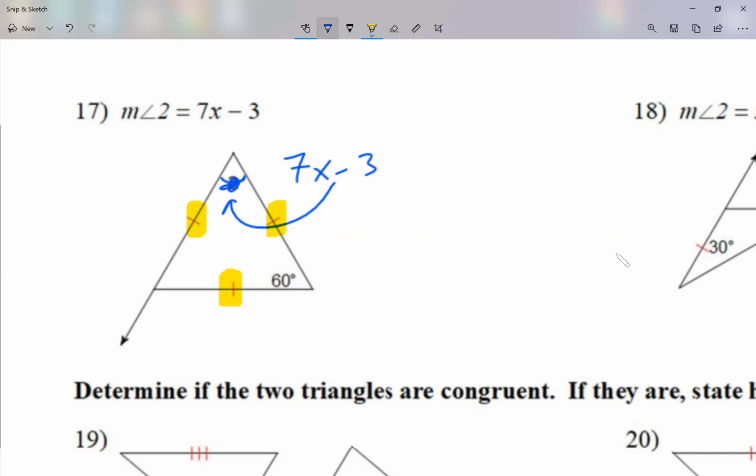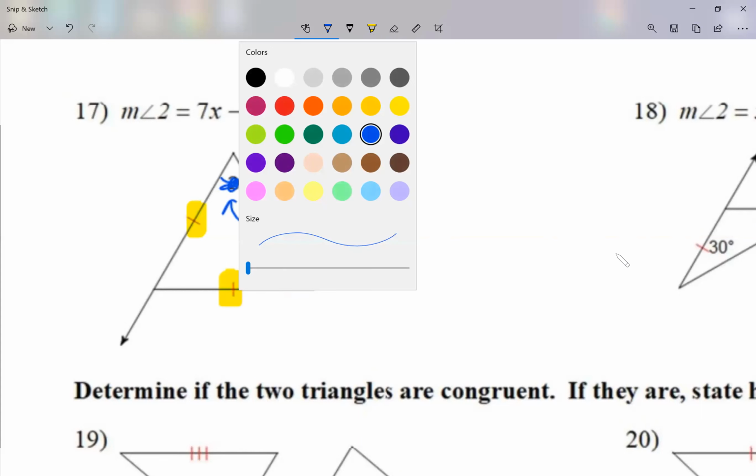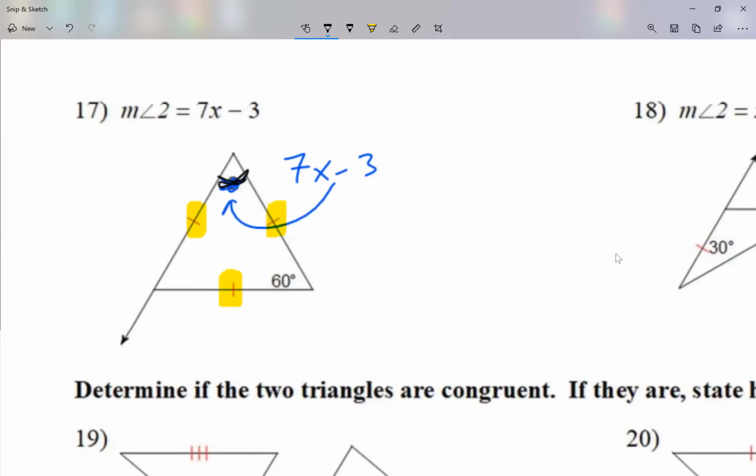So let me mark it with black. This angle, this angle, this angle. Because all sides are equal, all angles are equal. You might be like, are you sure, Mr. Leonzo? Well, let me show you. Let me show this again. Let me go slow motion. Remember that two is canceled.